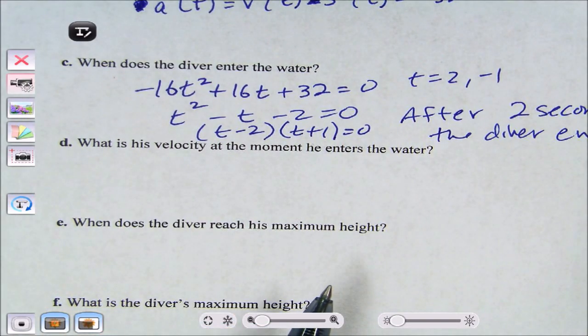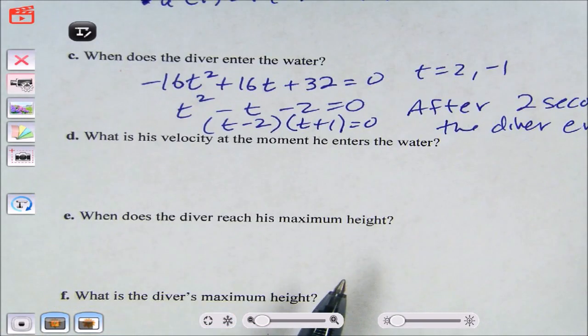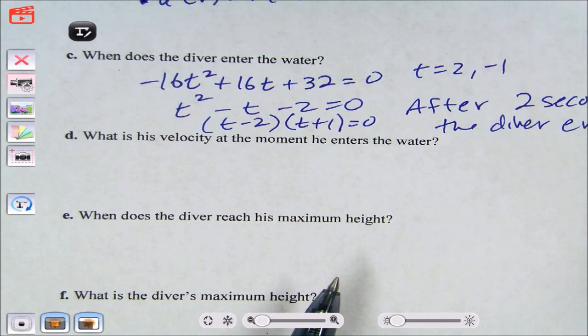Does the sun have gravity? All right. Does the sun have gravity?